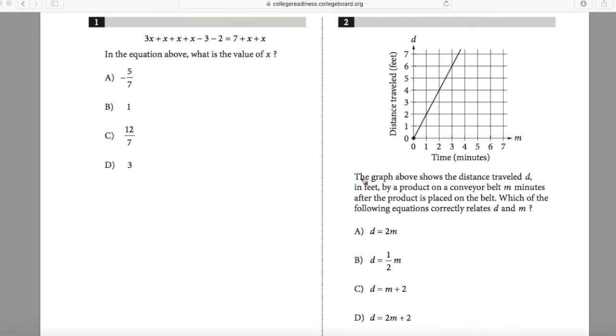Question 2 states, the graph above shows the distance traveled d in feet by products on a conveyor belt m minutes after the product is placed on the belt. So I see m is on my x-axis. I also see that d is on my y-axis. And this is going to be representative of a slope of being my rise over run. Which of the following equations correctly correlates d and m?